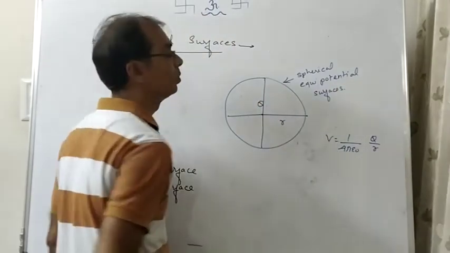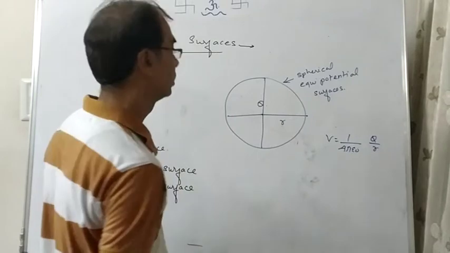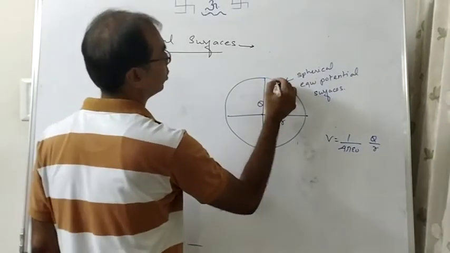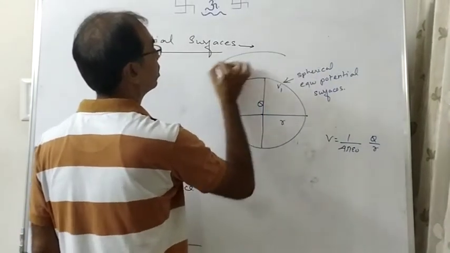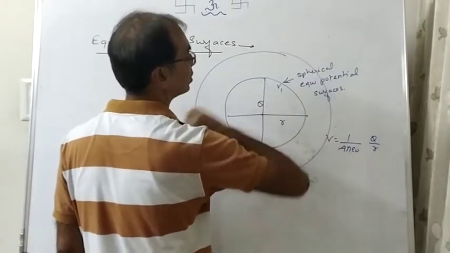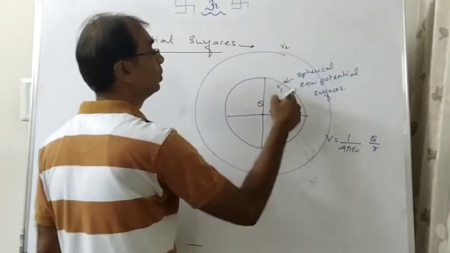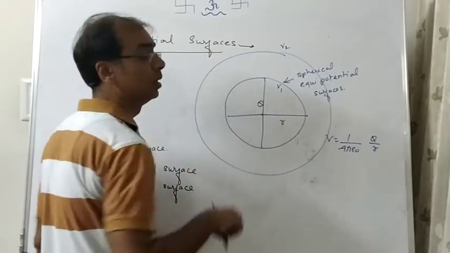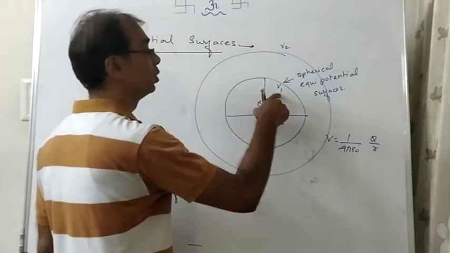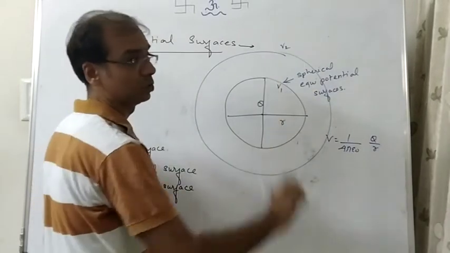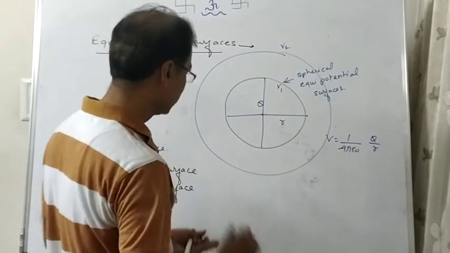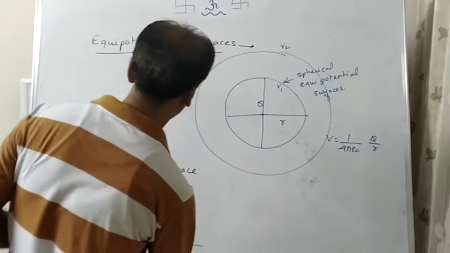It's a spherical equipotential surface. Right? We can make one more. Suppose here the potential is V1, then you can go further apart and make another sphere like this. Here the potential is V2. Here and here the potential is different, but on this surface entirely the potential will be the same and it will be equal to V1. Same for V2 also.